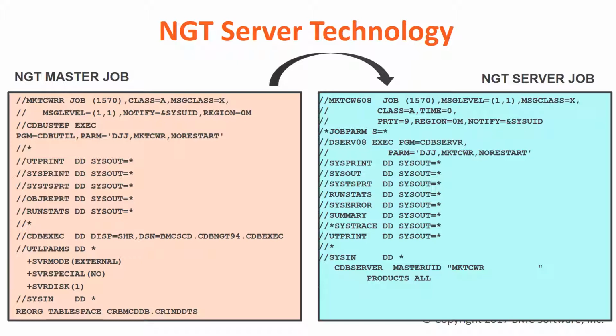The job card is designed and customized beforehand, and when a server job is necessary, NGT will submit the server for you. All server jobs end with a 0 condition code, and any output, reports, errors are relayed to the master job where it will be printed in the reports we talked about earlier.